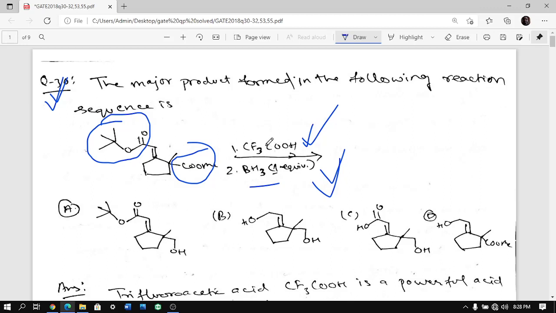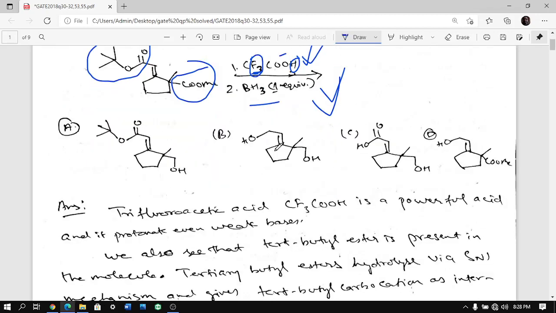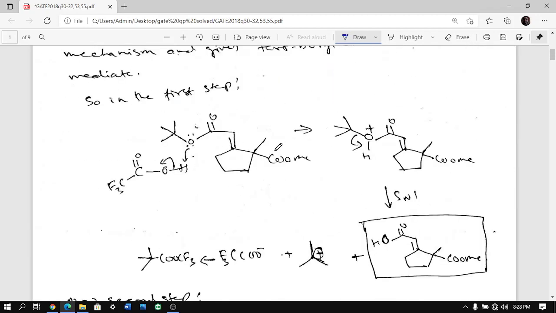CF3COOH will be much more acidic than acetic acid, because 3 fluorines are there. Fluorines are very electronegative, so if you remove the proton, you get a negative charge on the oxygen. That will be stabilized by resonance as well as the inductive effect of the fluorines, and therefore it is a very strong acid, and it will be used for hydrolysis of the ester. Now this ester is quite stable.